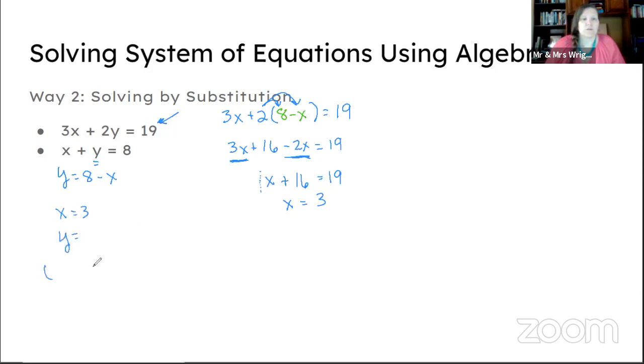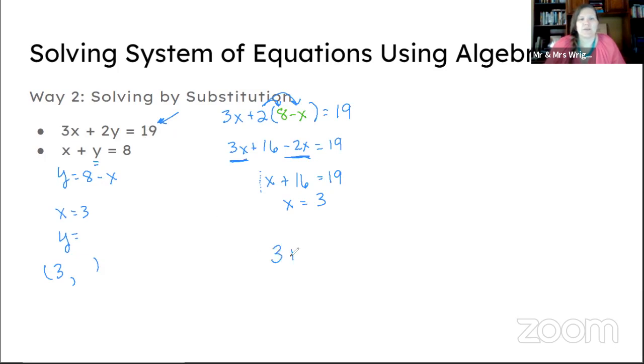Well, I've got one of my 2 variables. Remember, I'm looking for an ordered pair. So I still need to figure out what my Y is, right? Because an ordered pair is where the lines intersect. That's where my answer is found. So in order to find my answer, I'm going to take this 3 and plug it into either one of these equations. I prefer the second one in this case.